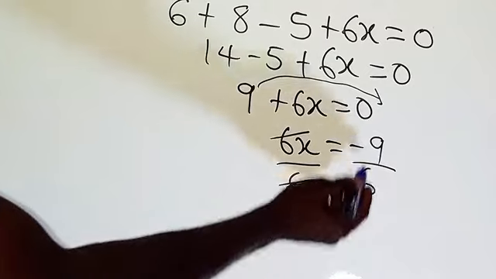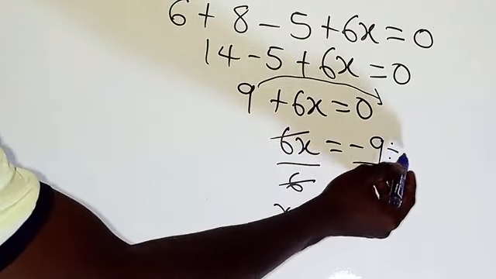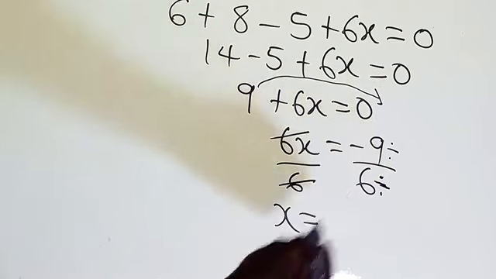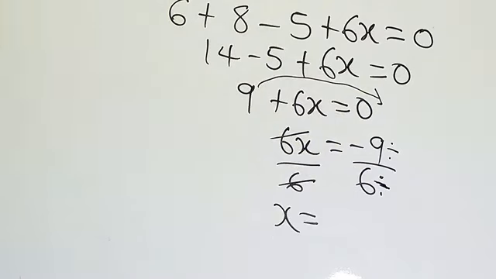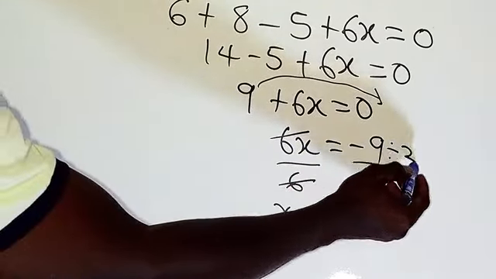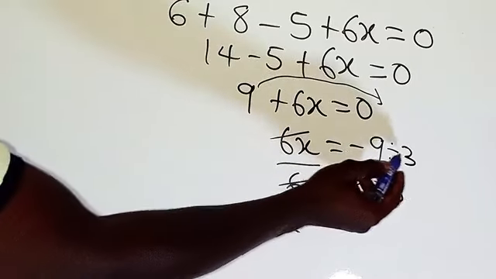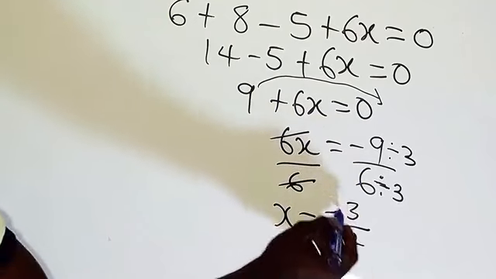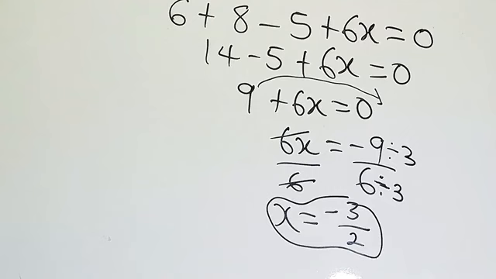Now here we can reduce this, we look at the highest common factor of 9 and 6. So now minus 9 and 6. If we divide this by 3 and divide this by 3, we're going to have 9 divided by 3, we're going to have 3. 6 divided by 3, we're going to have 2. So you can see we have x equals minus 3 over 2 to be the solution.